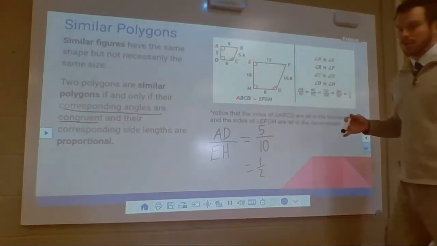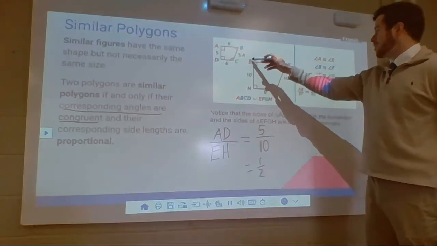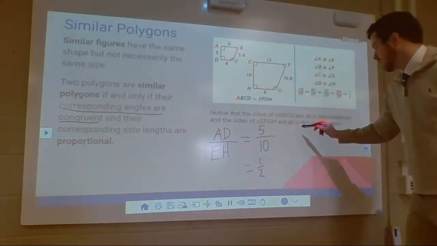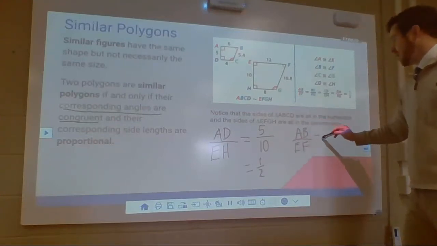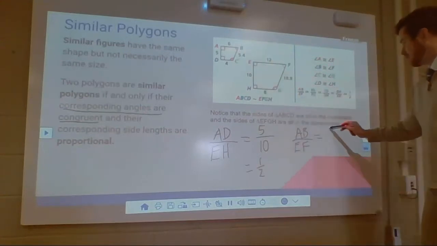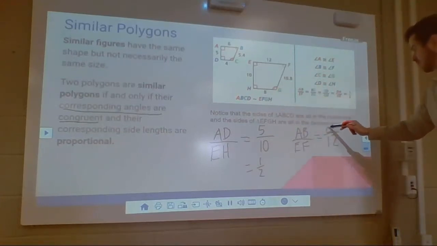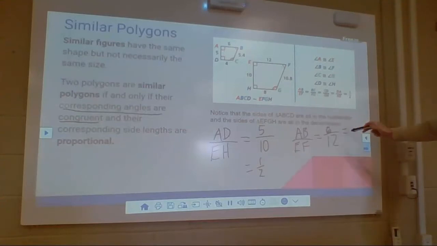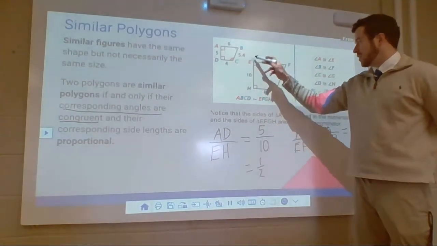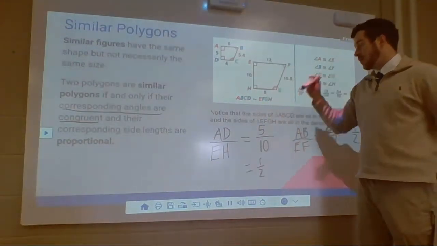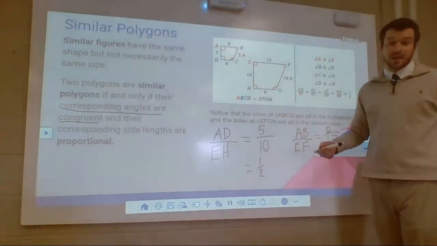Now, let's look at another pair of corresponding sides. Side AB corresponds with side EF. So we'll write AB over EF. AB is 6 units, so 6 over, and EF is 12. So 6 over 12, which also simplifies to 1/2. So when we compare the corresponding sides, AD corresponding to EH, AB corresponding to EF, and set them up as ratios, they simplify to the same fraction. So that means that they are proportional.